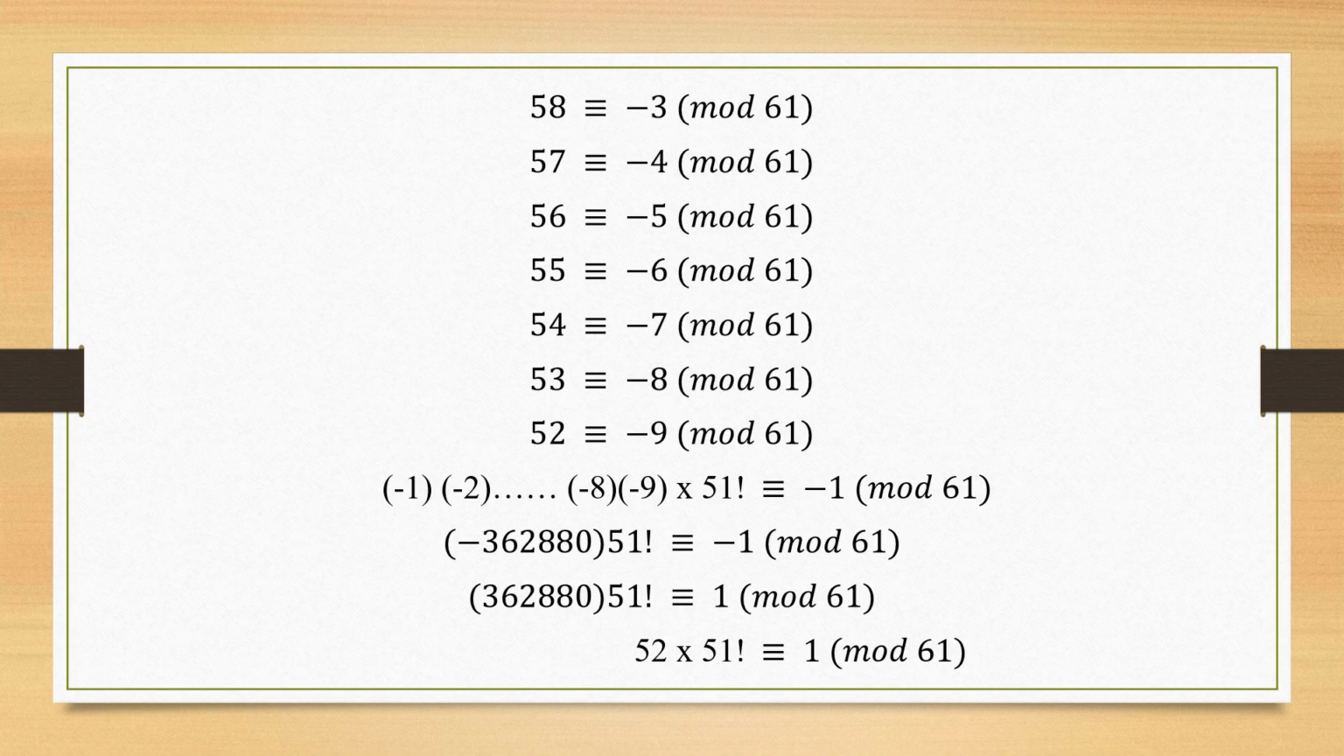If I'm going to divide this 3,62,880 by 61, it's just 52. So now let's move on.